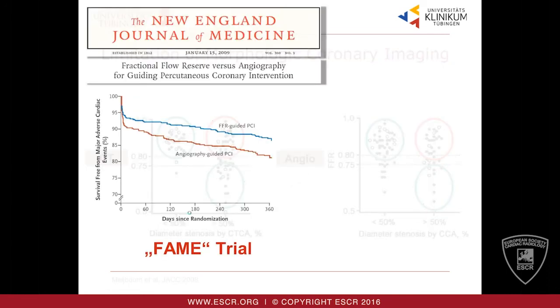And we know this, of course, from the FAME trial, which looked at guiding interventions only to stenoses that are functionally relevant in catheter angiography, and they could show, this is of course a very famous paper, that if you only stent those patients or do balloon angioplasty in those patients who have a significantly reduced FFR, then the outcome is better as compared to if you just look at morphological stenosis, then the outcome is worse.